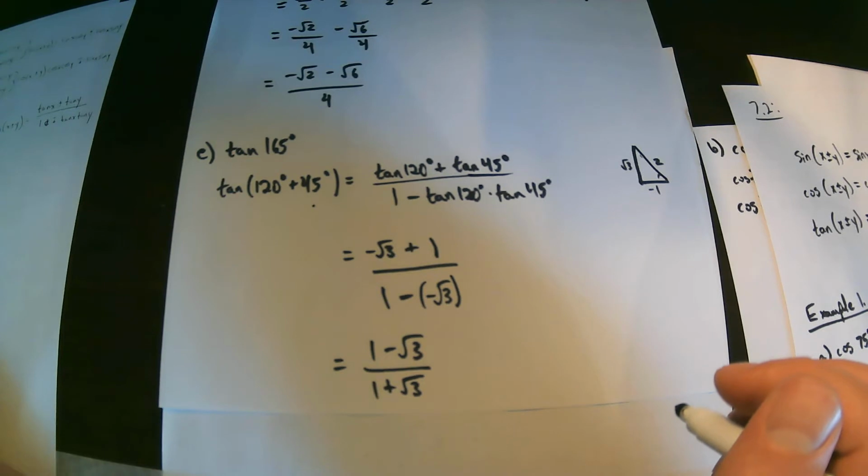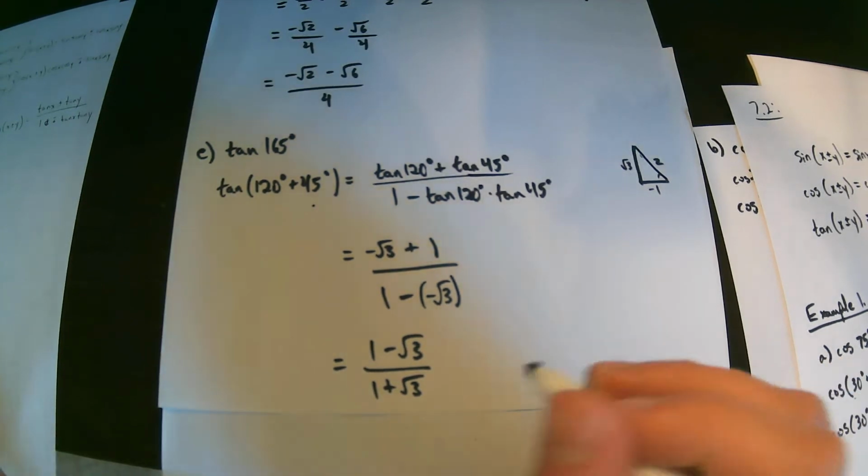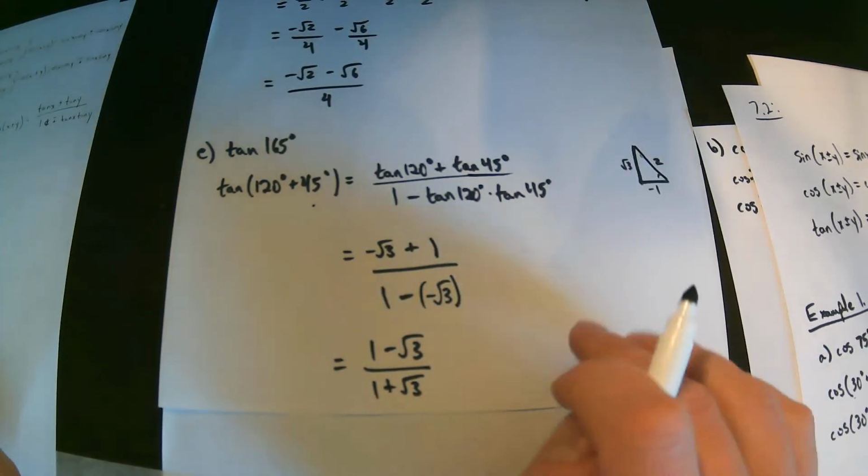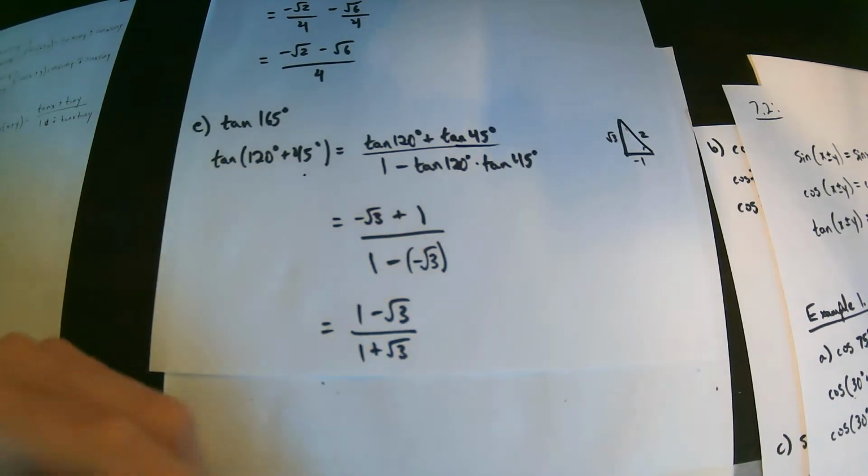Oh, this could actually rationalize really nicely, because we could multiply the top and bottom by 1 minus root 3. But do we need to do that? Probably not. This is fine.